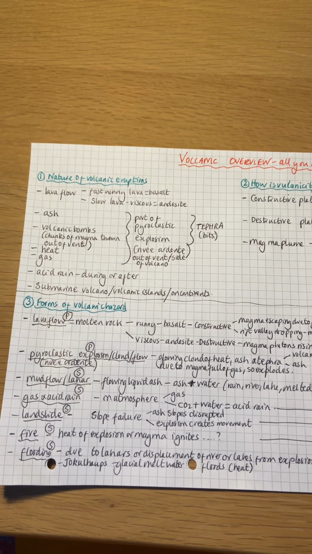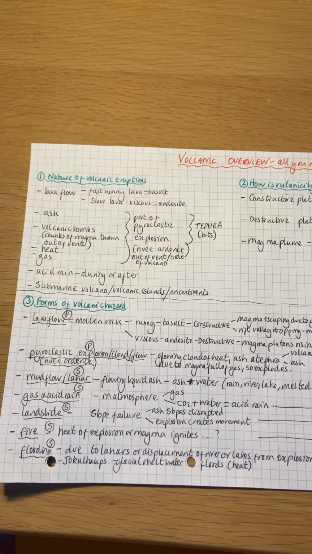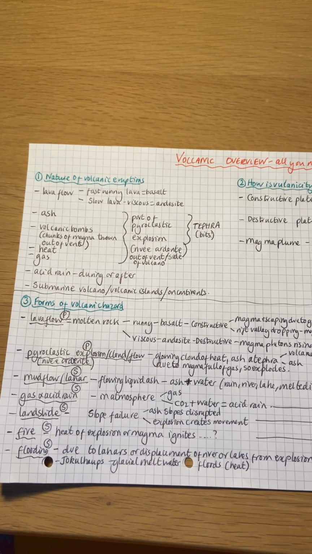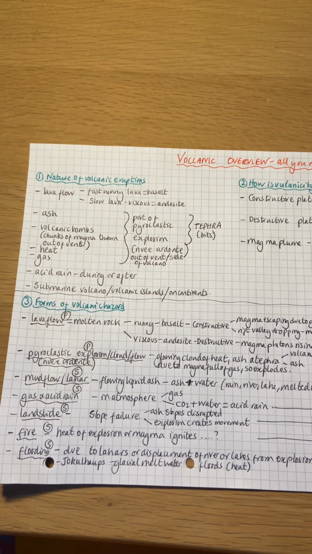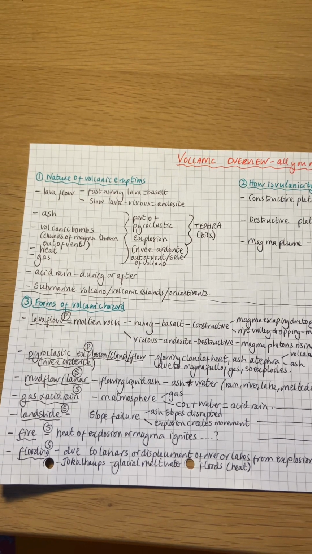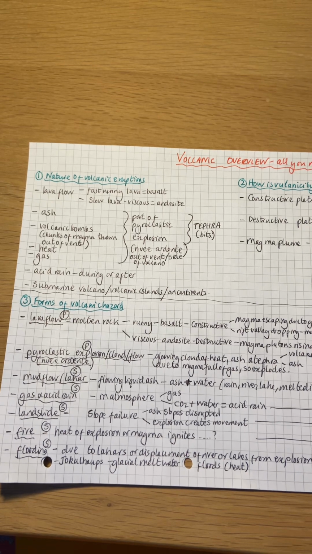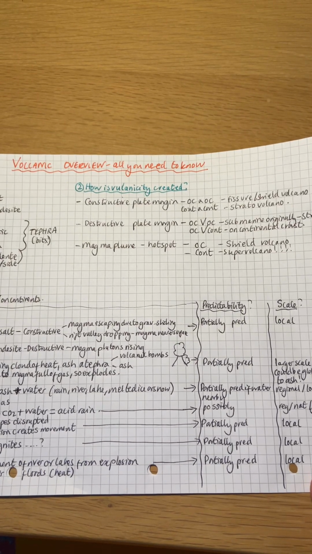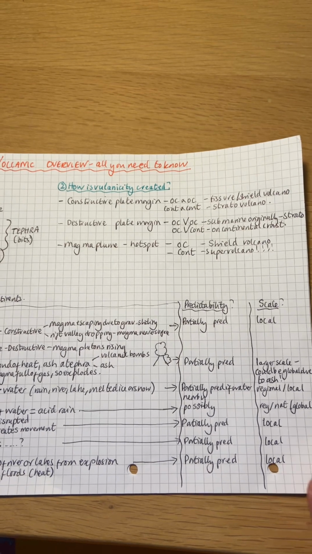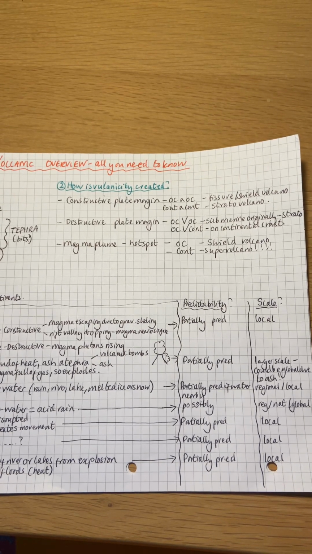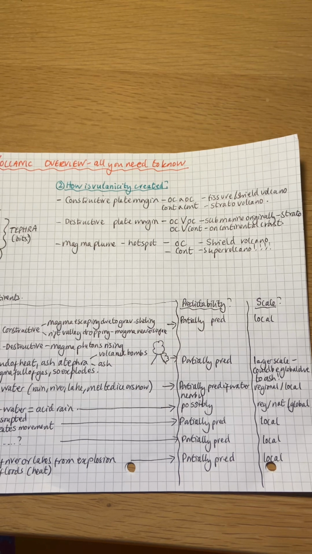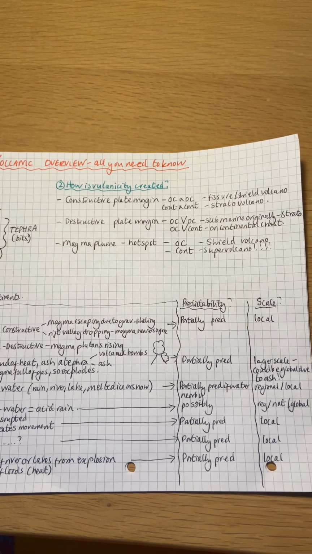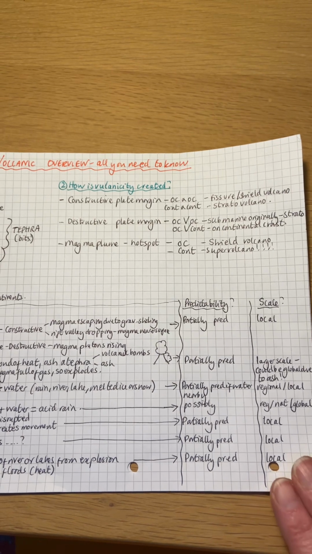Next one is a landslide. Again, it's secondary, so it gets kicked off after the explosion. So basically it's slope failure. So the ash slopes could be disrupted, or the explosion creates the actual movement of the landslide. Is it predictable? Partially predictable. It depends what the slopes of your volcanoes are like. Do they have the potential to be disrupted? Local scale for that one.